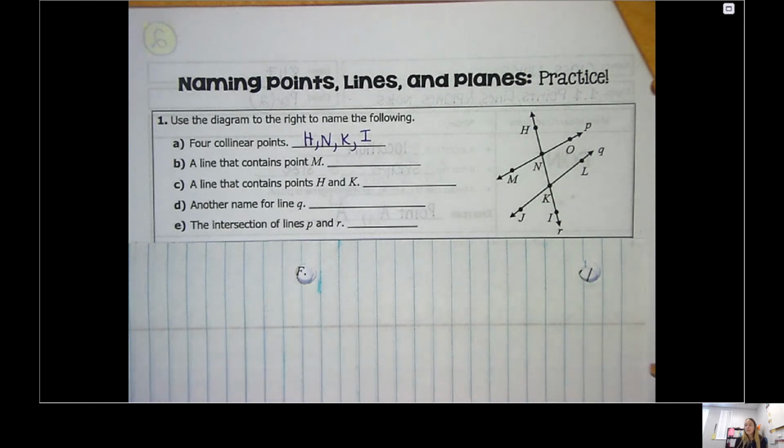Elijah, what do you think? M, N, O, and P. Do you agree? No, P is not a point. Ah, there you go. P is not a point. Why not?